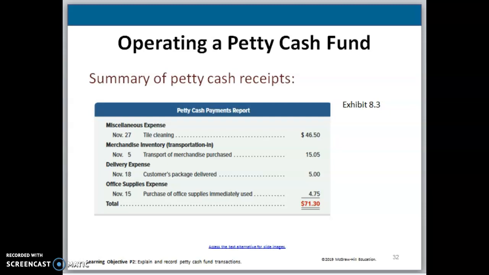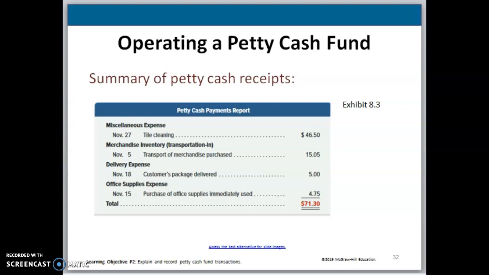Another one was we had to send a package to a customer, so we had a delivery expense of $5. And then we had to purchase office supplies that we couldn't wait to have placed at Staples and then delivered. So we're actually buying the supplies. Maybe we went to Walmart and bought a ream of paper. So the cost was $4.75. So these are all the expenses we had during that month.